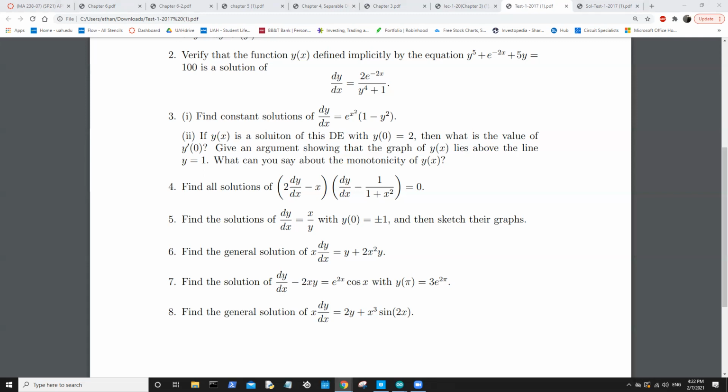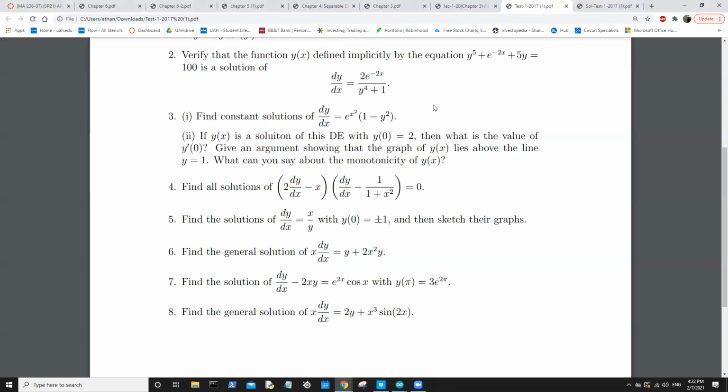Oh, wait a second. So this follows a similar principle as finding constant solutions, meaning you can segment stuff and set it equal to 0. So we can do 2 dy/dx minus x is equal to 0, and we can also do dy/dx minus 1 over 1 plus x squared is equal to 0.